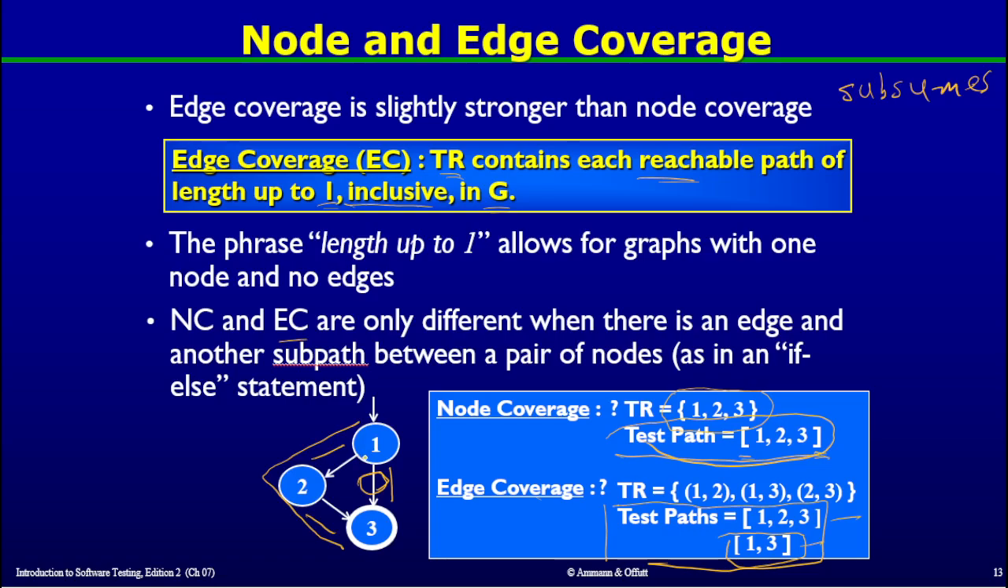on this simple graph. Here you can also see that this set of test paths given below actually contains the set of test paths given for node coverage. So we can clearly see that the test paths for edge coverage contain the test paths for node coverage. Therefore, we say that edge coverage subsumes node coverage.